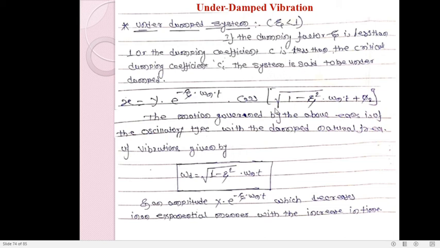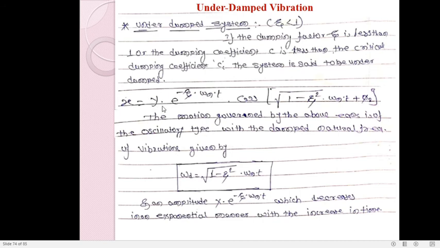But as this is a case of free vibration, this frequency we can explain as natural frequency, and as this is a case of damped vibration, the natural frequency of damped vibration is equal to square root of 1 minus xi square into omega n. And as I have just said, this part of the equation, X into e to the power minus xi into omega n into t, is nothing but the amplitude or displacement of vibration.